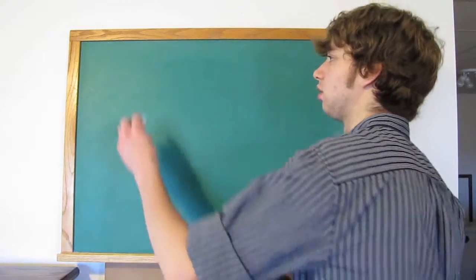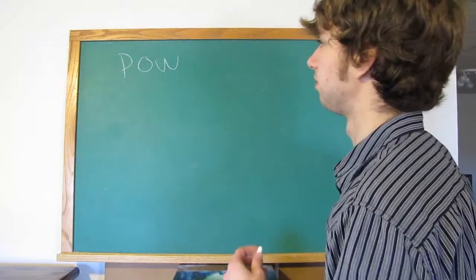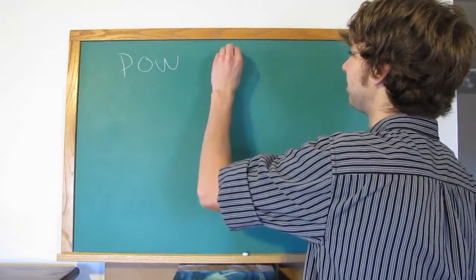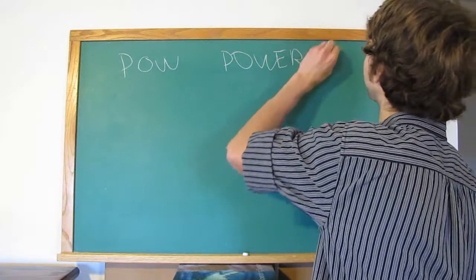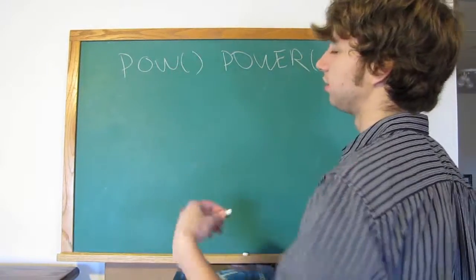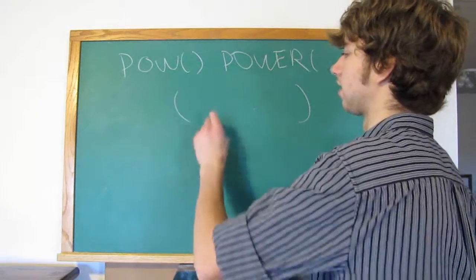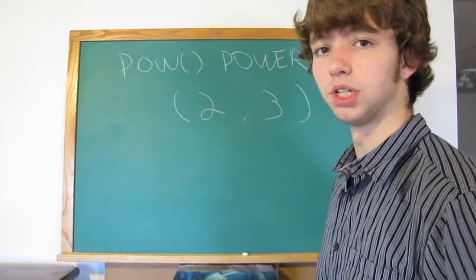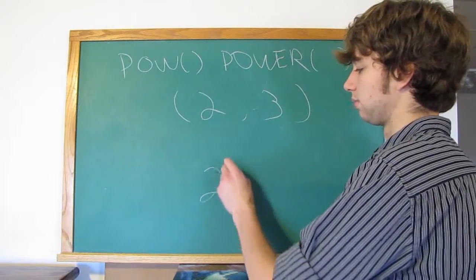The first one I'm going to go over is POW. Powerful function. You can also use POWER, same thing. And within here, you give it two numbers. So let's say these are the parentheses right here. I could say 2, 3. What it'll do is raise this number to the third power.